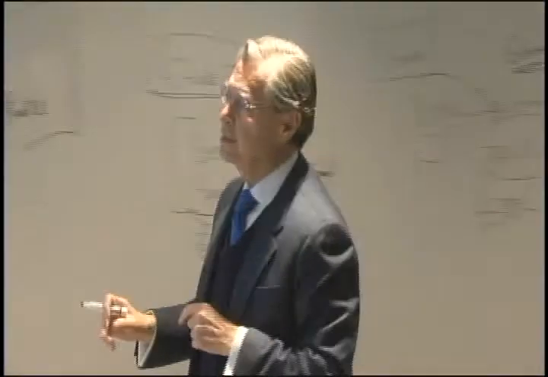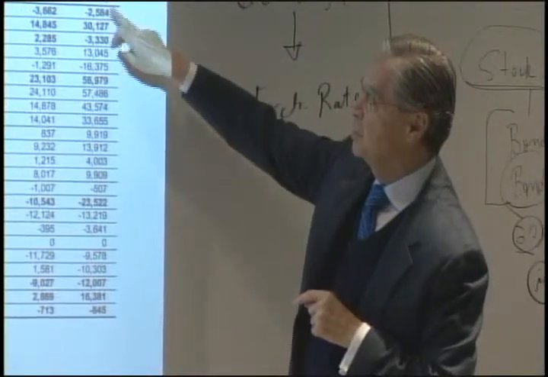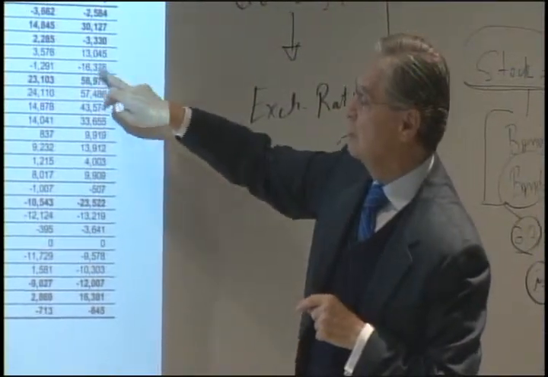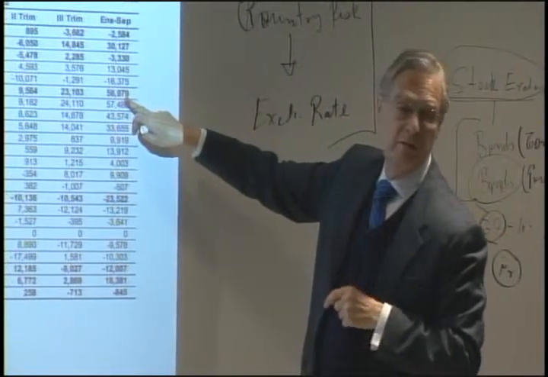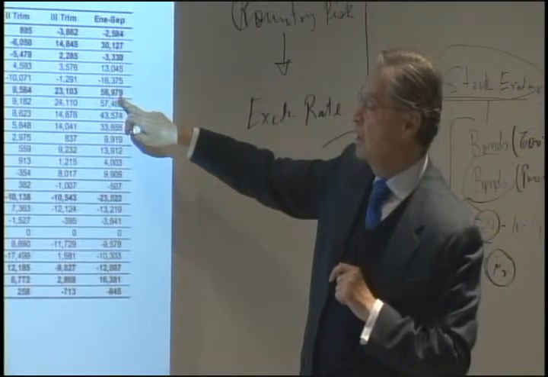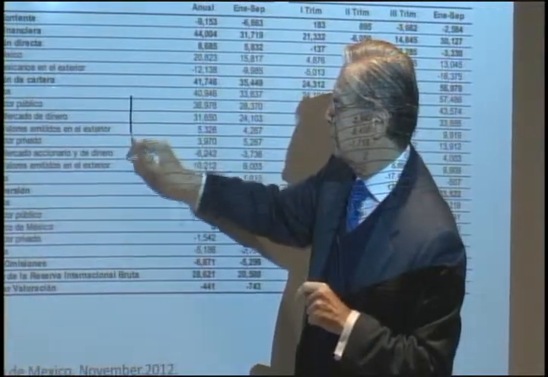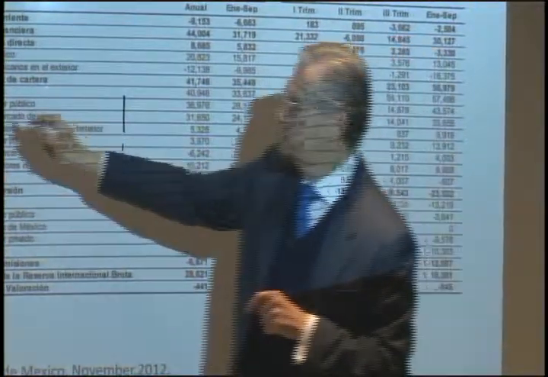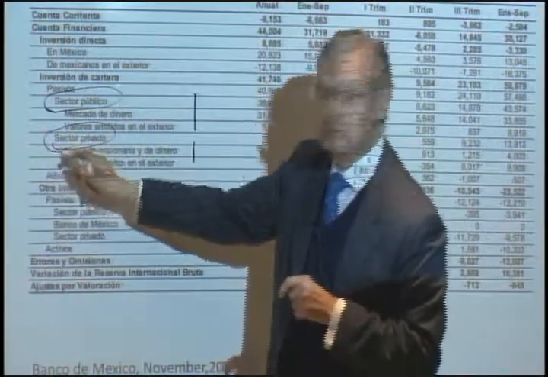Okay. What we're saying here is, these people who came in a period of 9 months, January to September of the year 2012, invested in positive terms 57 billion in Mexico, either debt or shares. Okay? Now, what it's going to say to me here is, where was that located? And that's why it's split between public sector and private sector.